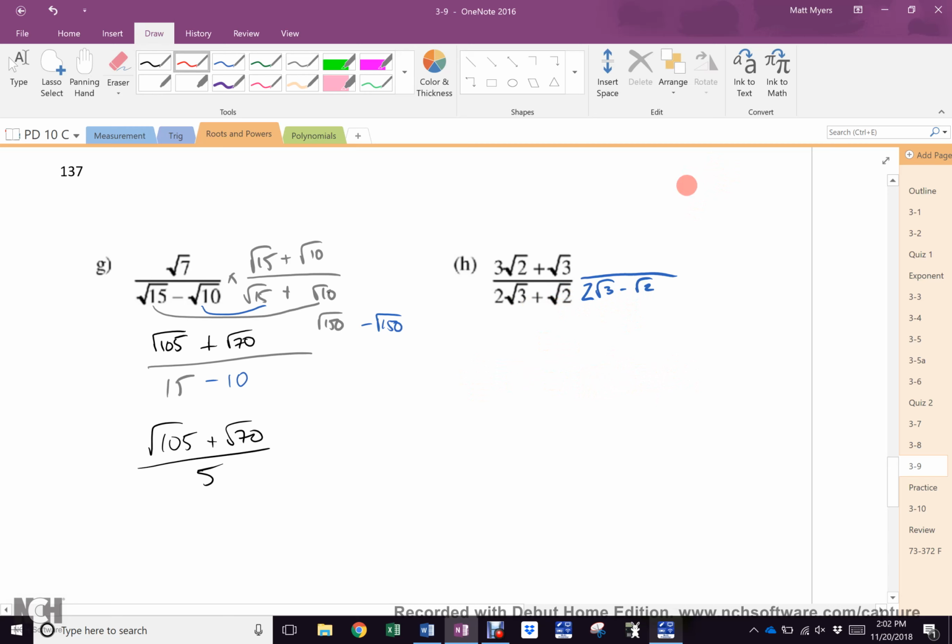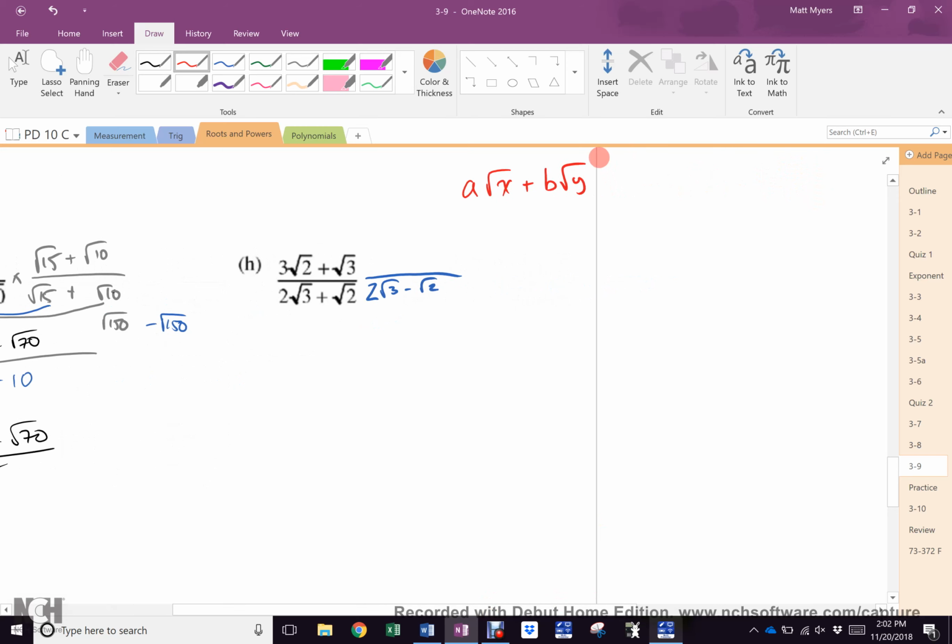If it is a root x plus b root y, what's the conjugate? I must keep both coefficients. Any coefficients must be kept, or when you distribute it out, they won't disappear. Everybody good? So, what then? We now know that we must multiply by this, yes?